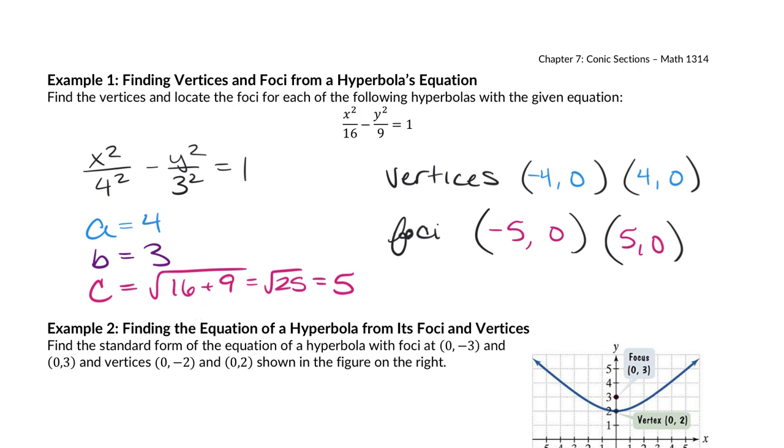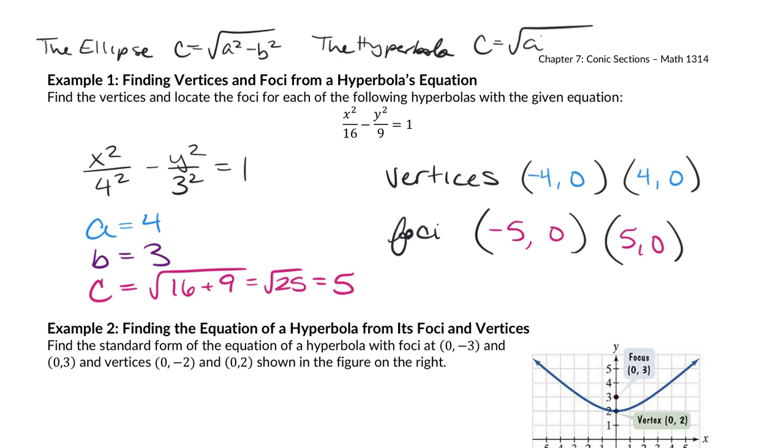So the formula, okay, I see your question. The formula for the ellipse was c equal to the square root of a squared minus b squared. For the hyperbola, it's c equal to the square root of a squared plus b squared. So there's a different formula to find c when you have a hyperbola and an ellipse. Was that your question? Okay.